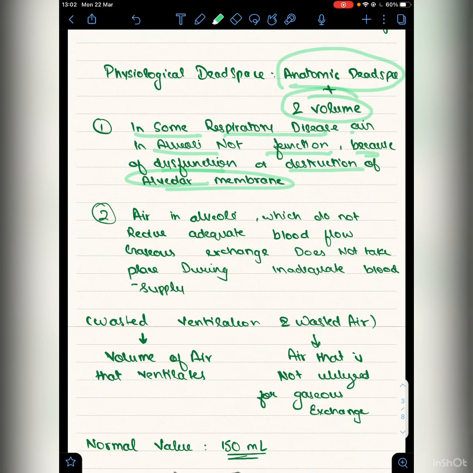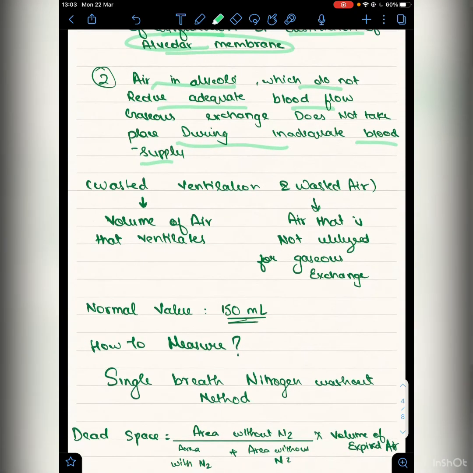Similarly, air in the alveoli which do not receive adequate blood flow. Suppose the alveoli are proper and receive a proper amount of air, well ventilated, but there is not enough blood flow from that area. Would there be gaseous exchange? No. So that is another reason which comes under dead space.